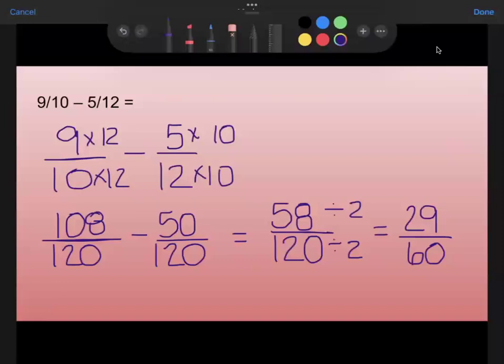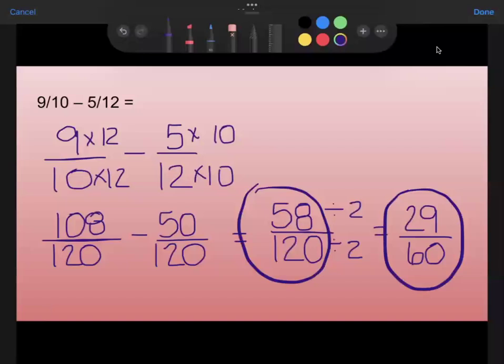Dividing by 1 won't really change the answer, but dividing by 29, I wouldn't be able to take 60 and divide it by 29. And I would have something left over, which would not be good for simplifying. So this is a correct answer. This is a better correct answer. So either answer you get would be correct, either 58 over 120 or 29 over 60.